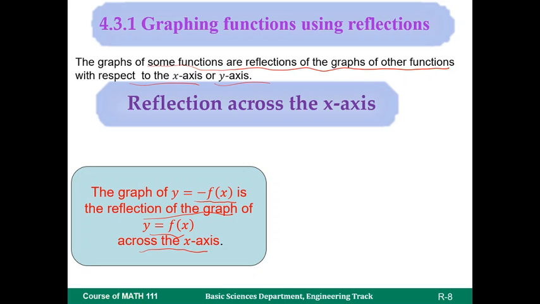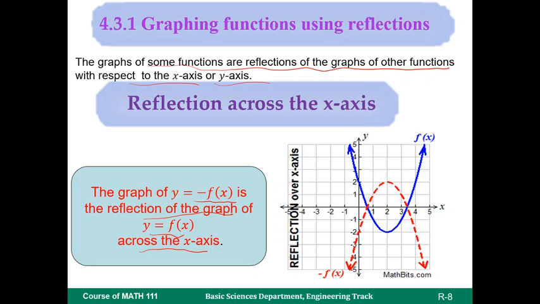Now, what does this mean? It means if this is the graph of y equal to f of x, then what is the graph of y equal to negative f of x? So the graph of negative f of x is this one here. You take the reflection of f of x with respect to x, then you will get the graph of y equal to negative f of x, as you see here.